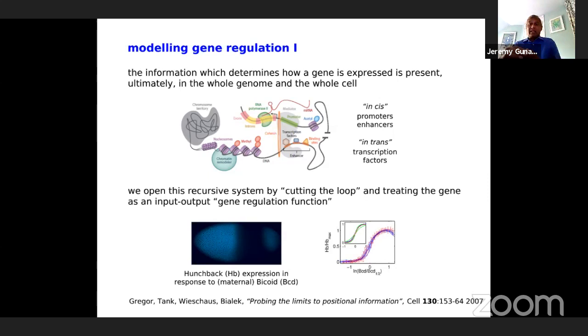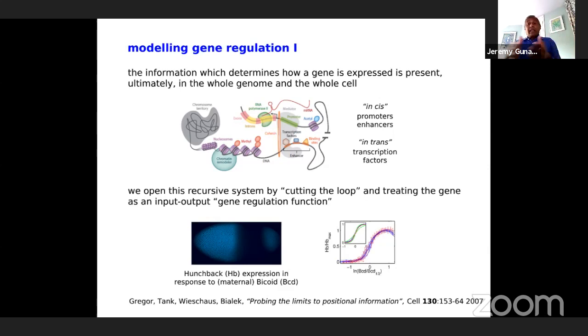But it's very difficult to model the whole cell to determine how a single gene is working. So what we do is we say, no, forget that. We cut the connections. We basically mathematically remove the recursion, and we consider a gene to be represented by a function between the transcription factors, which are inputs, and the output of the gene. So we take that recursive system, we surgically remove the things that we think are most important, and we consider that in isolation. This is the gene regulation function.